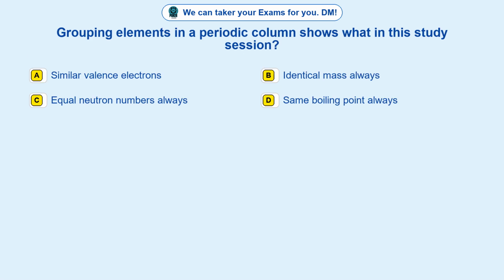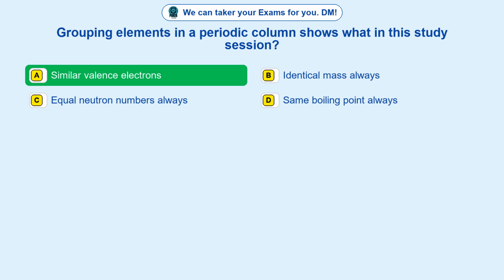Question 40. Grouping elements in a periodic column shows what in this study session? Option A, similar valence electrons. Option B, identical mass always. Option C, equal neutron numbers always. Option D, same boiling point always.